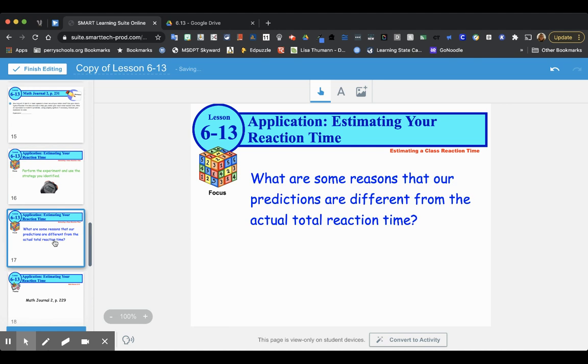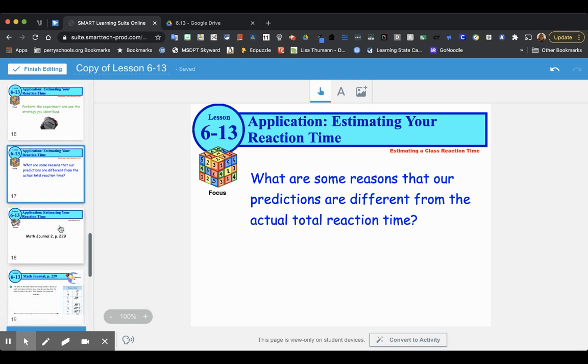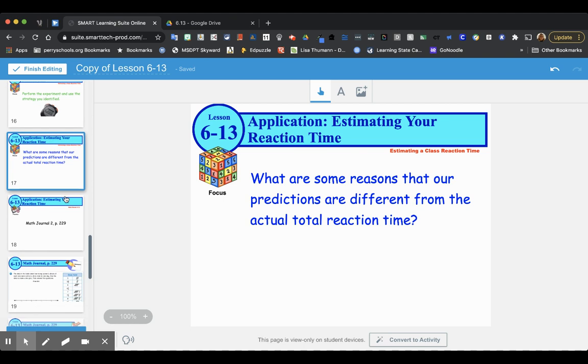What are some reasons that our predictions are different from the actual total reaction time? What do you think some reasons would be? Jot some of those down in your journal or on a piece of paper. Save those for conversations you might have with your family about this, your friends, or in class discussions.